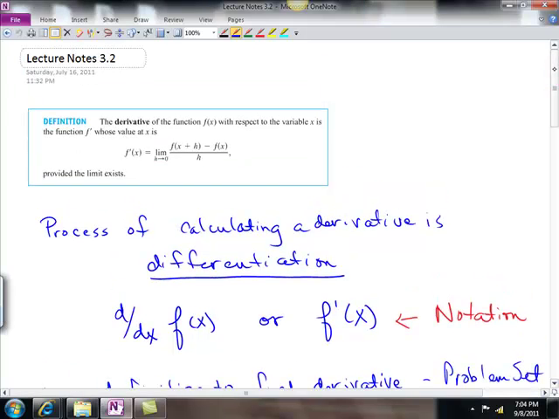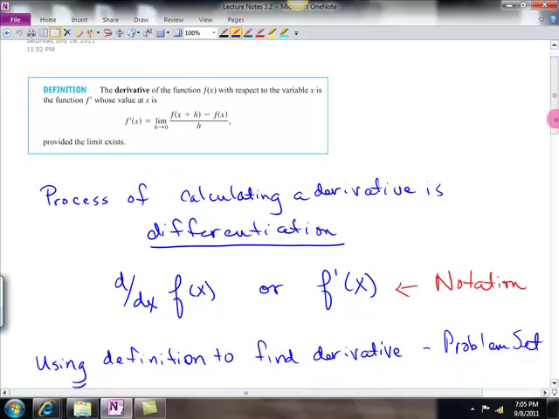Okay, in 3.2, it's more of the same from 3.1. We're talking about the derivative being this limit as h approaches 0 of this thing that we've been working with. And the process of finding a derivative is differentiation. This is one half of the whole course, really, differentiation.